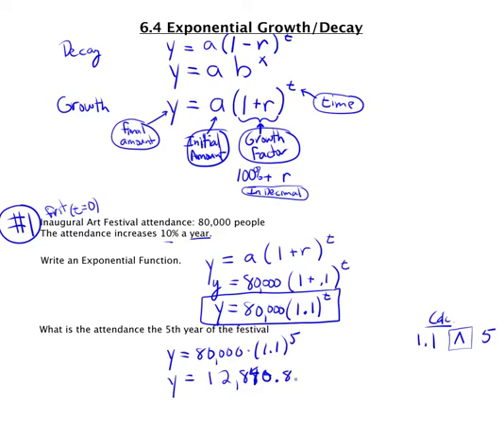So here we have to, yes, it's an increase, but it's a percentage increase. So here we have to do a little bit of rounding. So y, the number of people, are 12,841, because we'll round up, and we have to put our label in there, people, that would attend the 5th year.